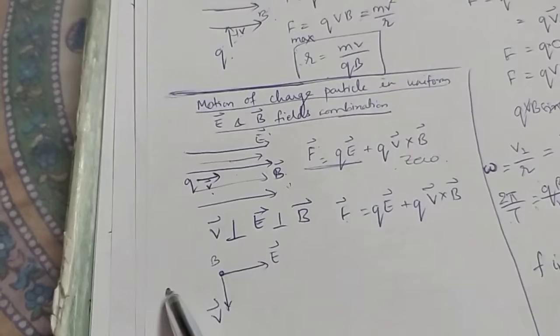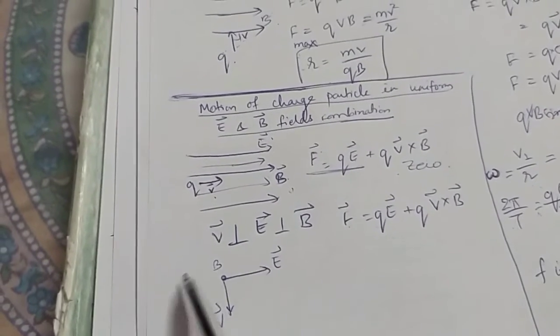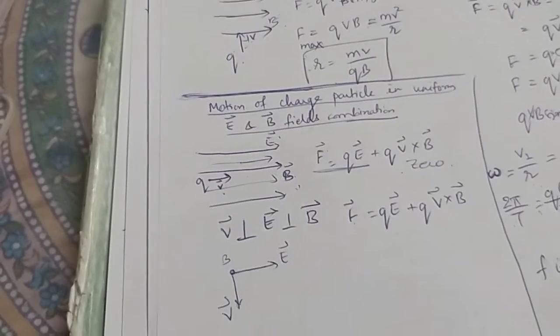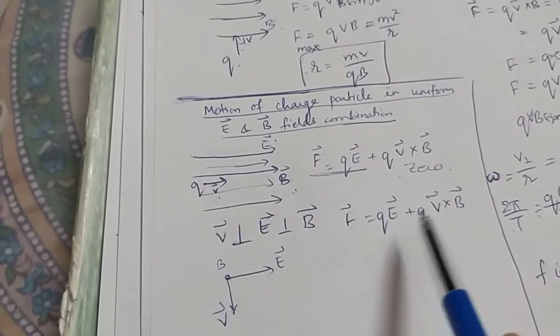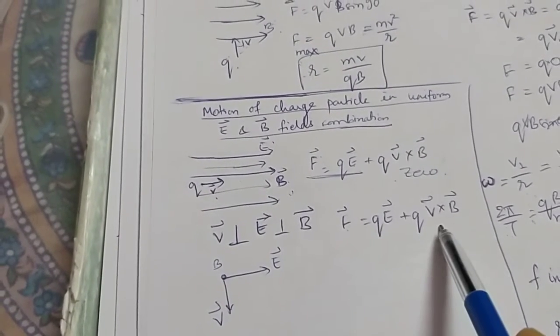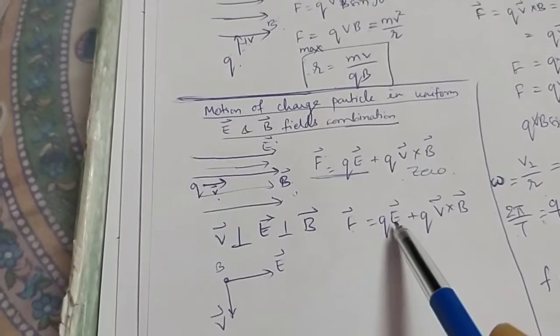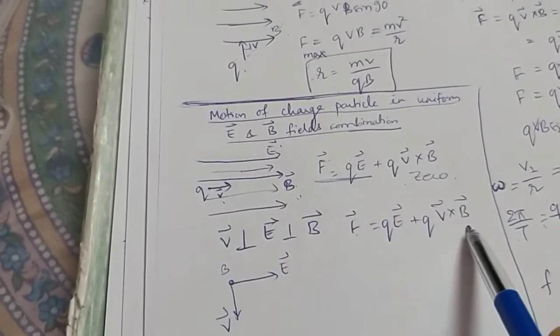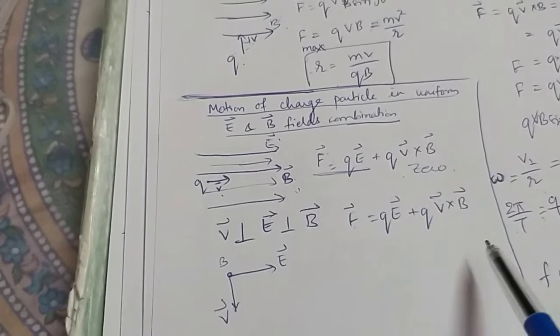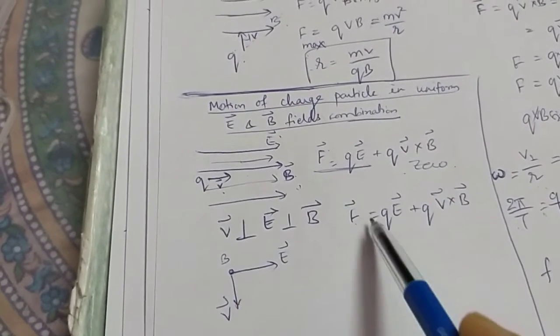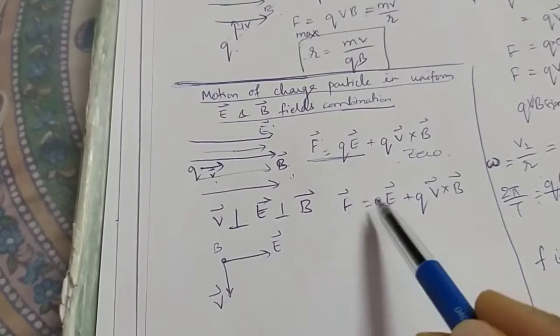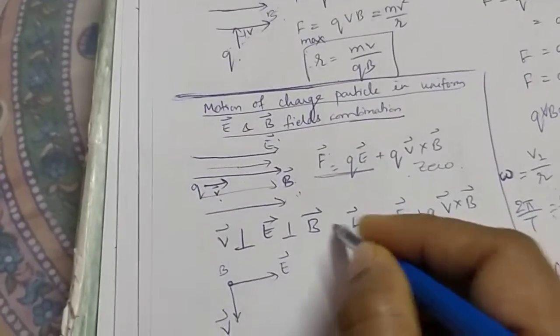If they both are in opposite direction such that they are equal and opposite, they will cancel. But remember, when they are mutually perpendicular, these two will not always be equal and opposite; it depends on the magnitude of Q, E, V and B. So if you arrange them in such a way that they are perpendicular and this part and this part become equal and opposite, the net force will become 0.